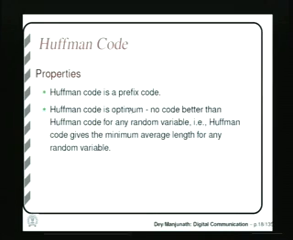And then Huffman code is optimum, meaning there is no code better than Huffman code for any random variable. So, if we have any discrete random variable, we cannot design a better code than Huffman code. So, that means Huffman code gives the minimum average length for any random variable.